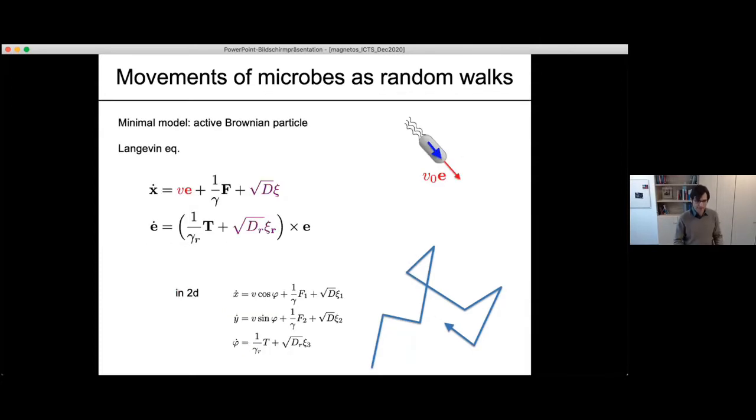In fact, the minimal model that we use today is a so-called active Brownian particle. So we assume that our bacterium is a particle that has a position and it has an orientation.